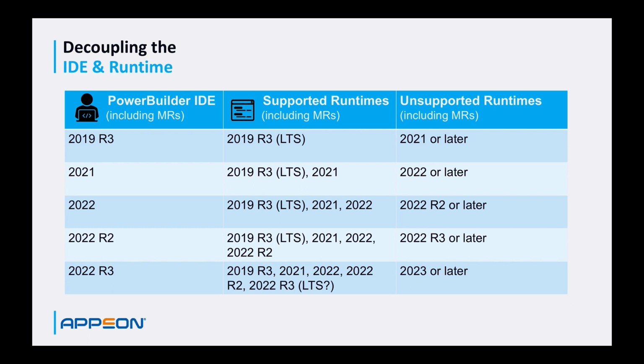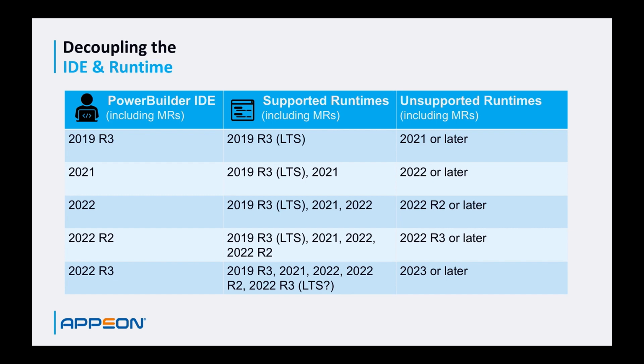So let's assume that 2022 R3 is our next LTS to replace 2019 R3 LTS, then that IDE would be supporting all the way back to 2019 R3. Now, one thing just to clarify is that there are unsupported runtimes. You won't be able to target every single possible runtime with a new version of the IDE. It's not going to be able to target newer versions of the runtime if you're on an older version of the IDE, and it's not going to target any runtime that is no longer eligible for technical support.